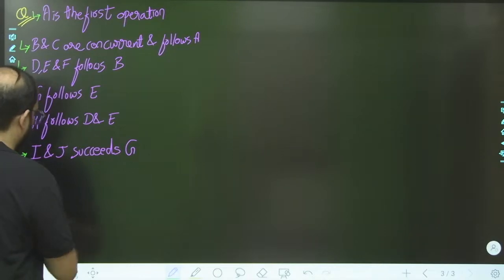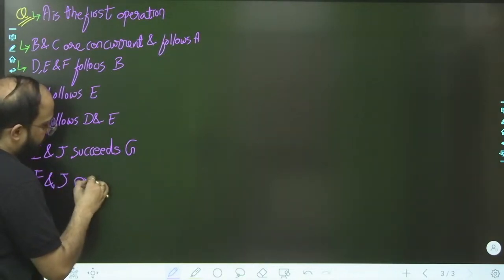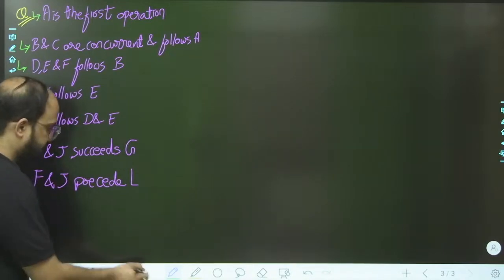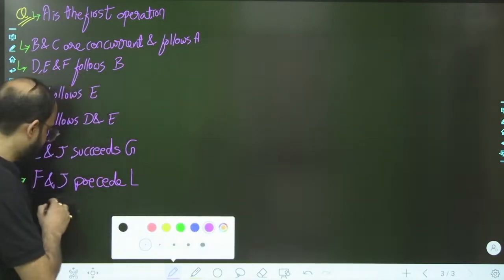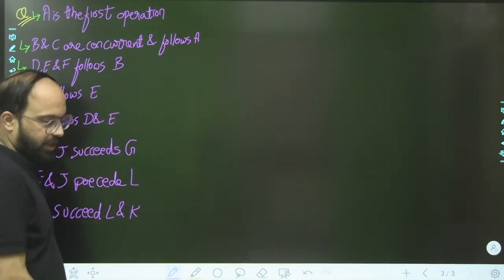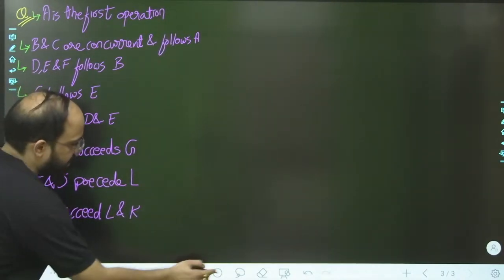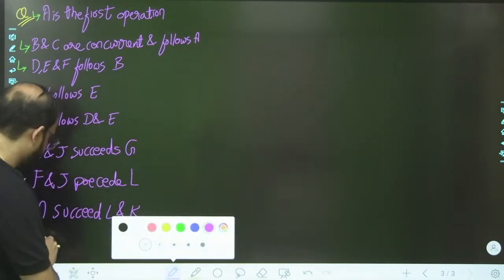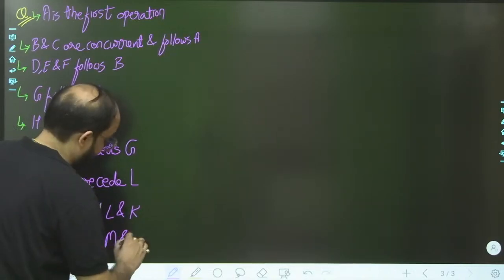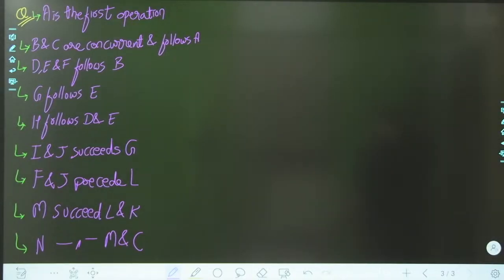Next statement: F and J precede L. Next statement: M succeeds L and K. And the last operation is N. Last operation N succeeds M and C. Now please try to solve this question.